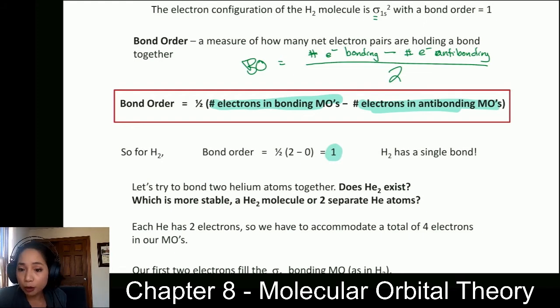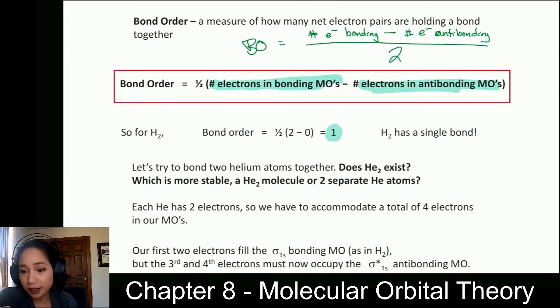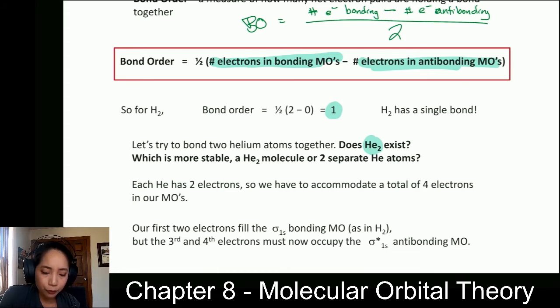So let's look at some other molecules where the bond order is a little bit different. By calculating bond order, we can determine whether a molecule exists or not. Because if a bond order is 0, then that means it's not favorable to make the bond at all, according to the MO diagram, and so that molecule won't exist. So let's see if diatomic helium exists. So really the question we're asking is, if we form the He2 molecule, diatomic helium, is that more stable than just having two helium atoms separate in space?